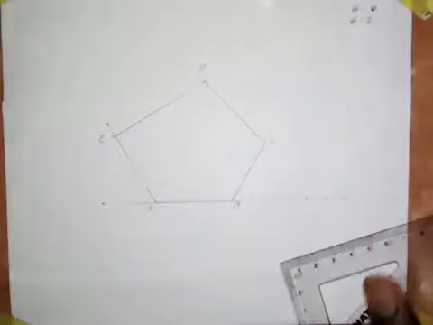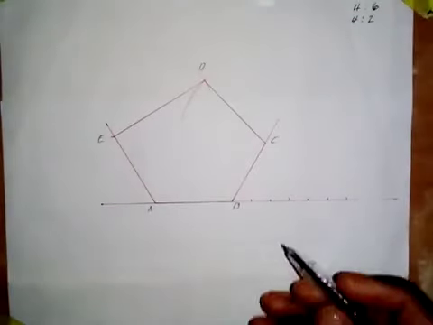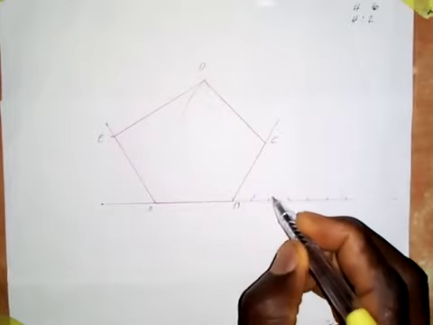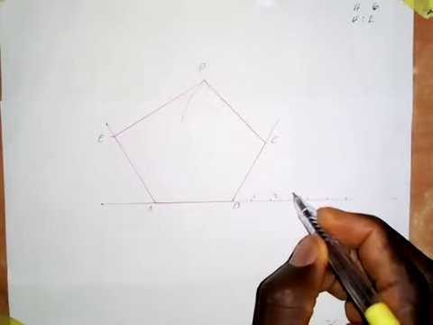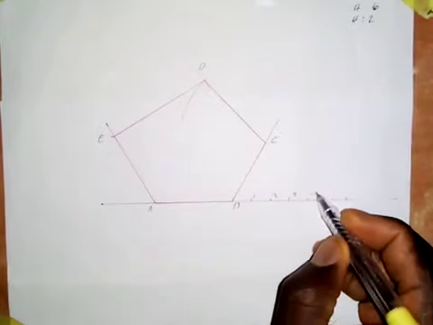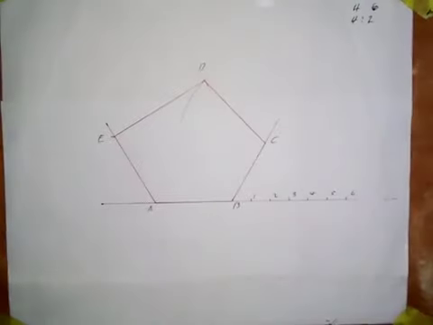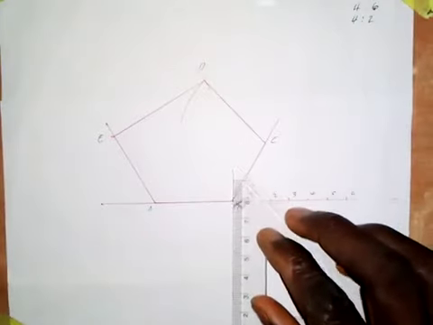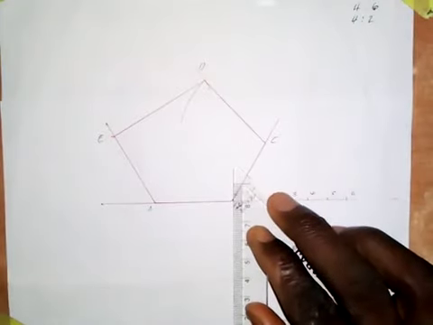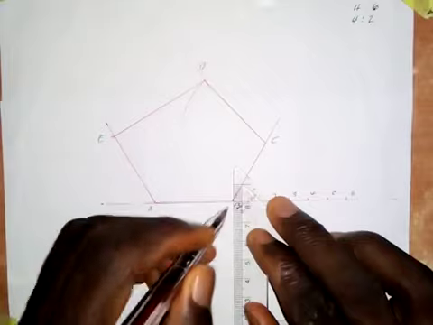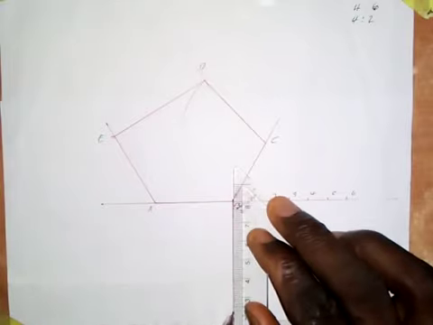I took 30 millimeters. I'm going to number these: this is 1, this is 2, this is 3, this is 4, this is 5, and this is 6. So we have all these points. Having gotten those points, the next thing that I'm going to do is to draw a vertical line from this point B, of any length.